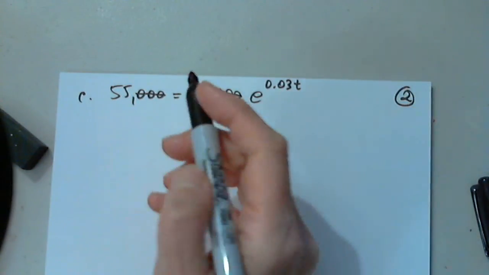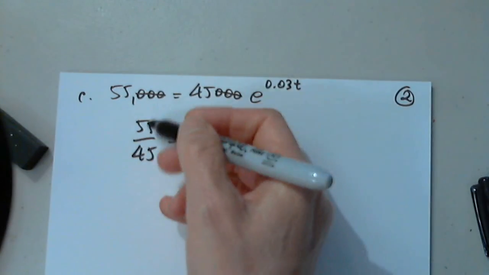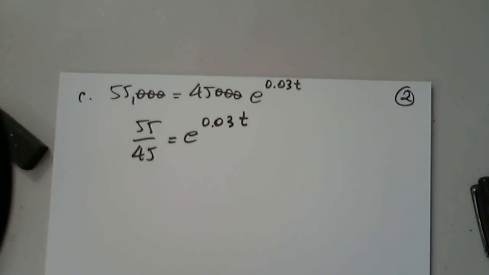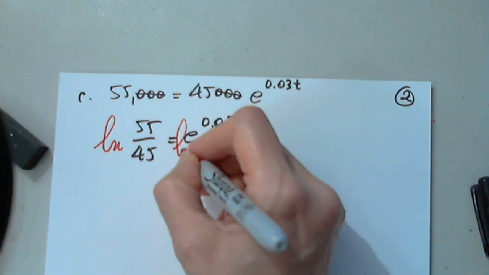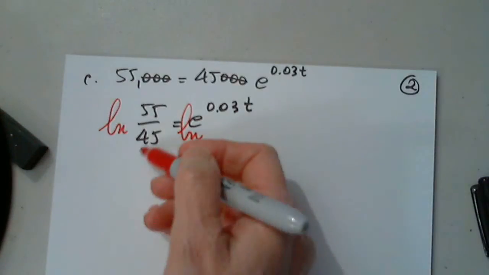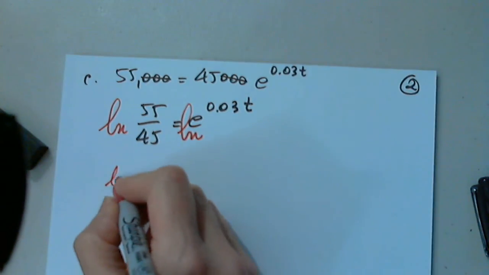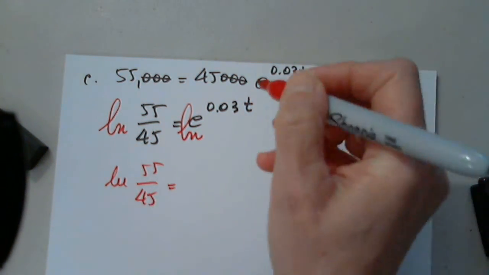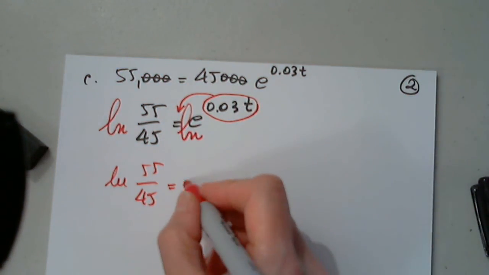So divide both sides by 1,000 and then 55 divided by 45 equals e to 0.03 t. Yes, I can further simplify by 5, but who cares? What is my next step? In finding t. Both sides times ln. Yes, apply natural log to both sides. So that's why I don't even care to simplify this. Okay, so then I have natural log 55 over 45. Remember what happens next. The exponent goes in front as a factor, the whole thing.